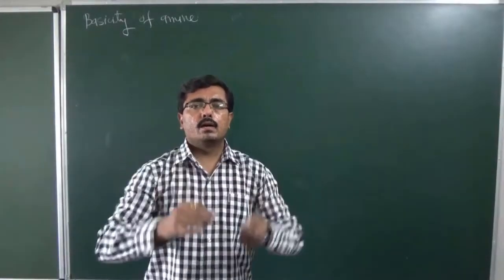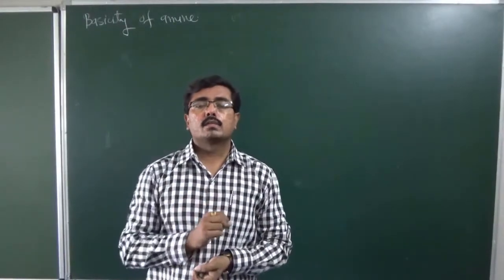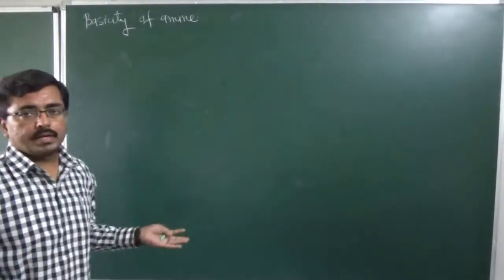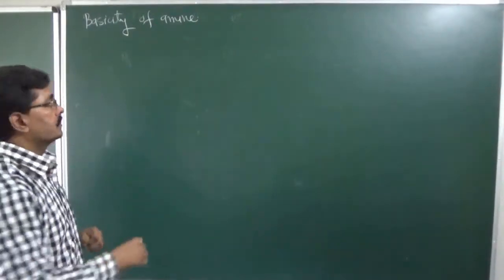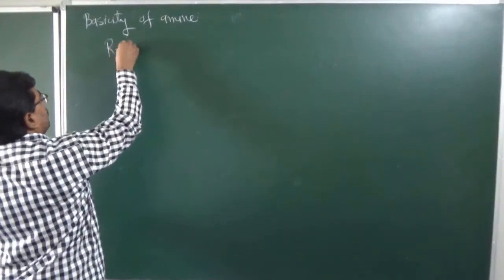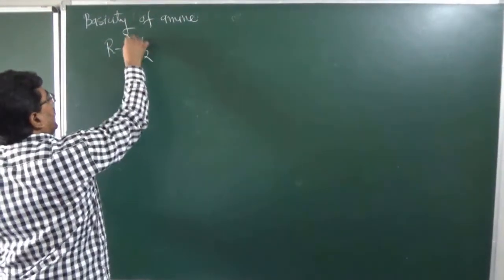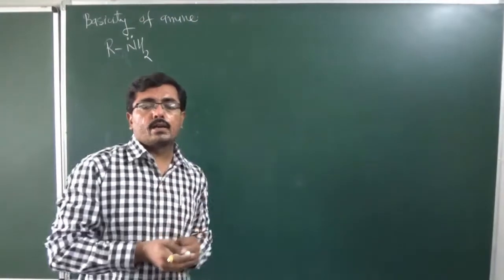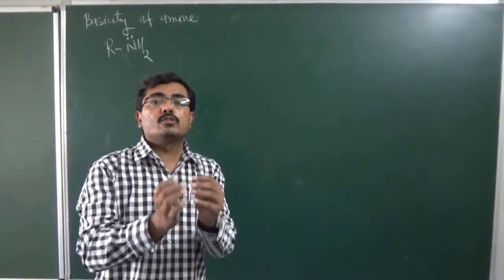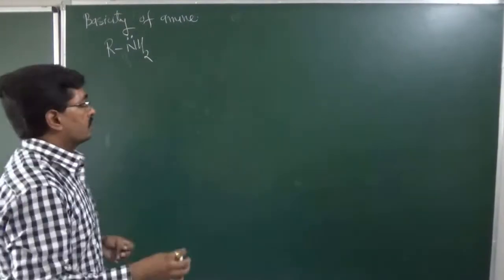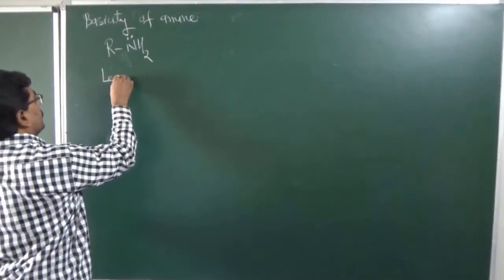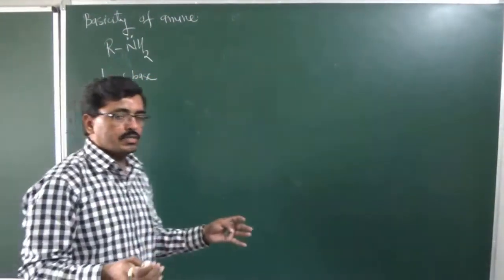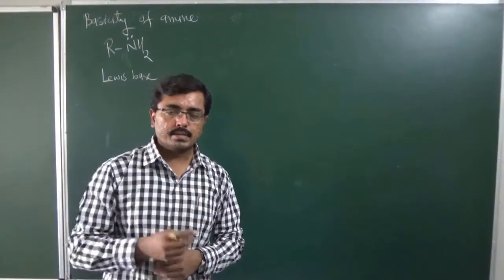Hello dear students, today we are going to discuss the basicity of amines. All amine compounds, whether aromatic or aliphatic, are basic in nature. The formula of an amine is RNH2. The nitrogen of an amine has a non-bonding electron pair and a tendency to donate it. The substance which donates an electron pair is known as a base, therefore amine compounds are basic in nature and are known as Lewis bases.